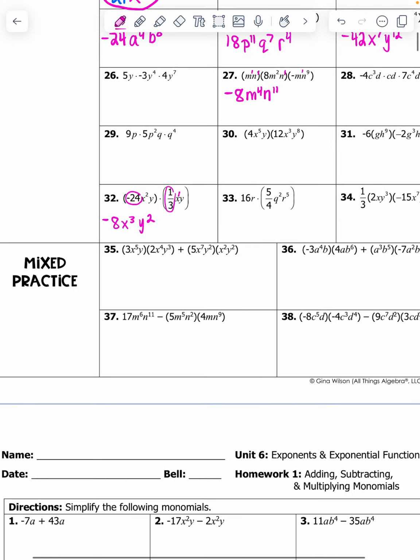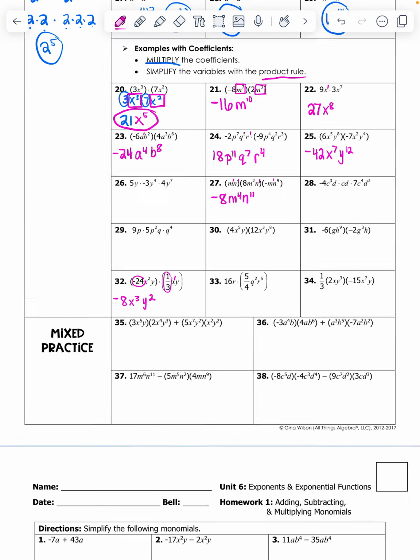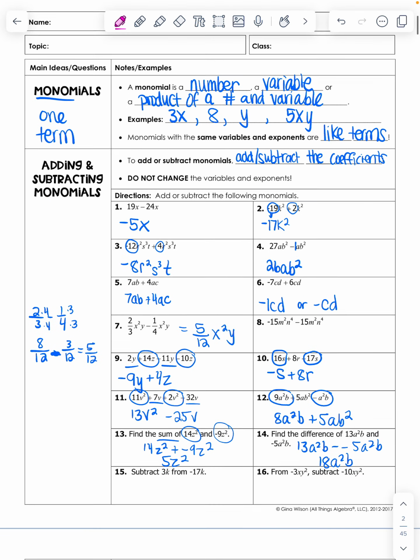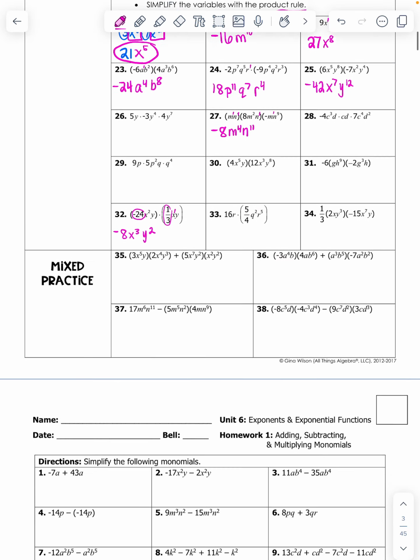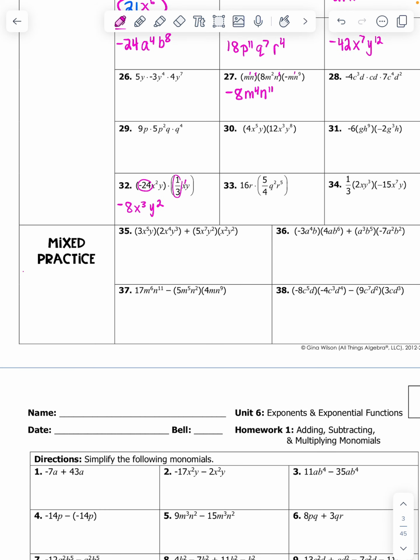Okay, and then we have the mixed practice. So the mixed practice, we are going to be using both of the things that we learned so far, adding and subtracting and the product rule. Now the order of operations, like the regular old order of operations, PEMDAS, still applies in this situation, meaning that in order for us to simplify an exponential expression, we would have to first use parentheses and simplify that.